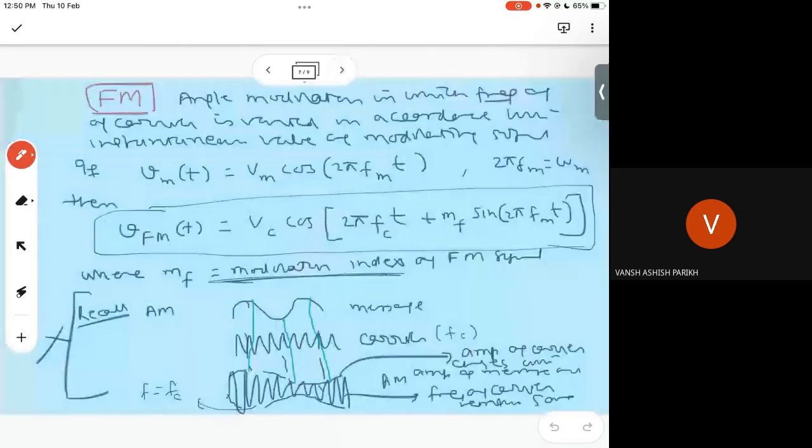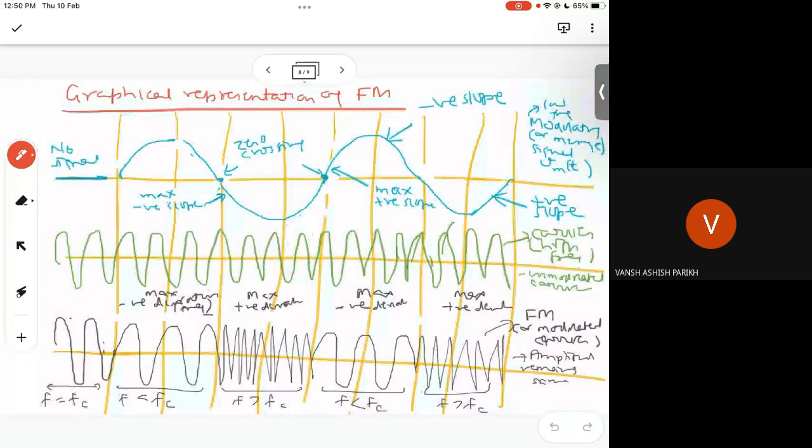What is this instantaneous frequency? As I told you, this is my instantaneous frequency. At every instant it is changing. Here my instantaneous frequency is this. Here my instantaneous frequency is slightly higher. Here my instantaneous frequency has gone down. And here my instantaneous frequency is the same as the carrier. So that is how we define the instantaneous frequency.